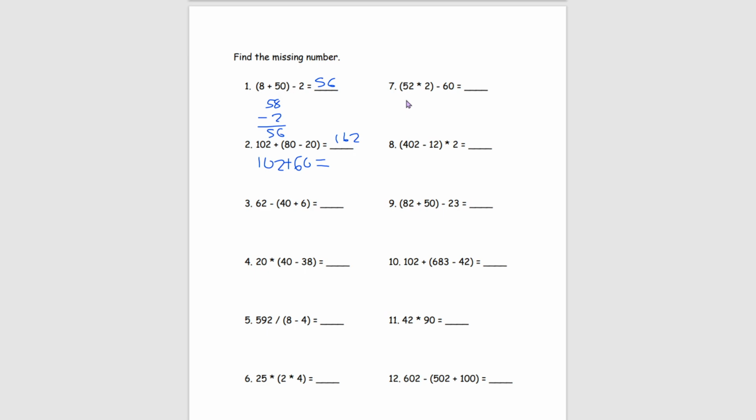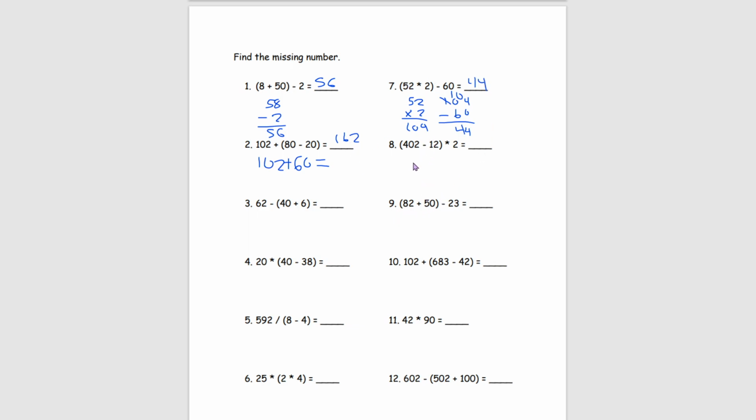We do what's inside the parentheses first. So we do 52 times 2, and that gets us 104. And then we're going to be subtracting 60 to finish it off. So we have 4 minus 0, which gets us 4. 0 minus 6 is impossible, so we borrow 1 from here. It becomes a 0, and this becomes 10. And 10 minus 6 equals 4. So our answer for number 7 is 44.